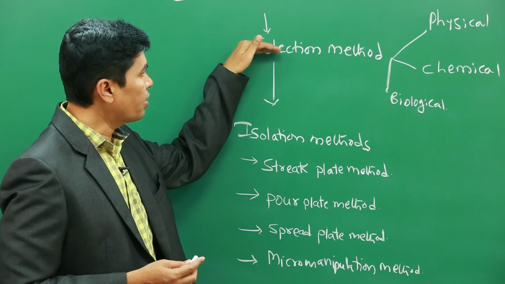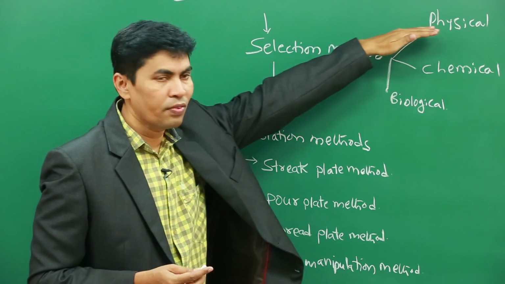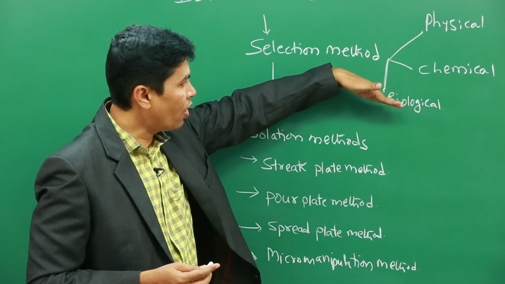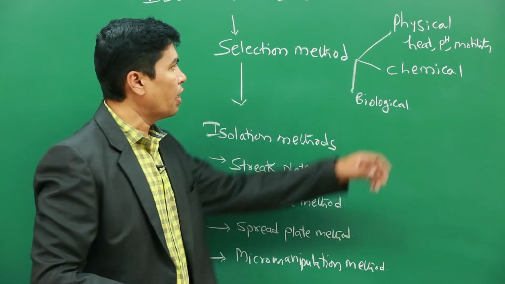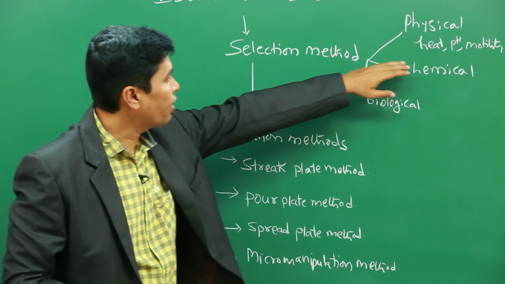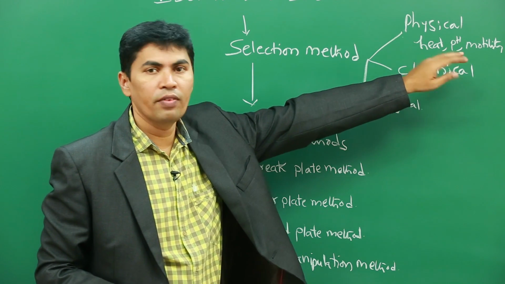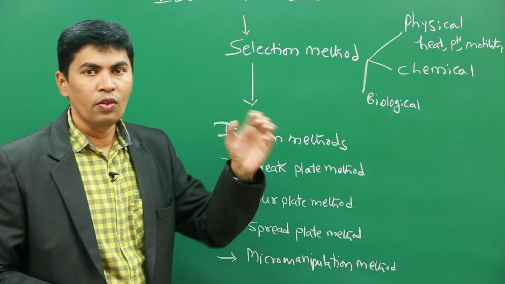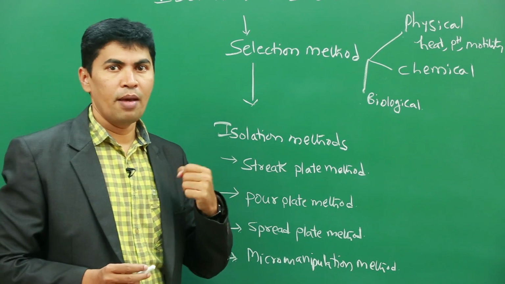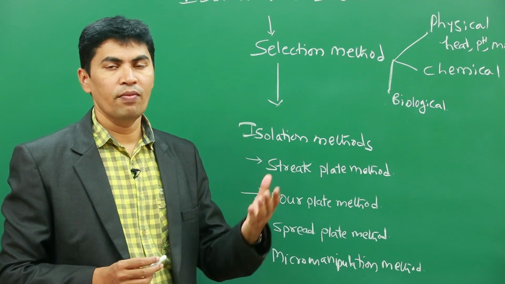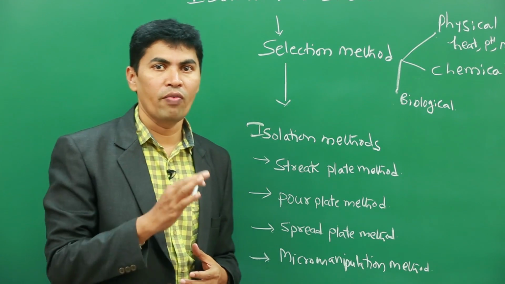So selection can be done by using a physical method of selection, or a chemical method of selection, or a biological method of selection. In the case of physical method of selection, we can use different physical parameters like heat, pH or motility of the bacteria. For example, if you are considering heat, you can take the sample. The sample may be a natural sample like a soil sample. It is heated at somewhere around 80 degrees centigrade for half an hour.